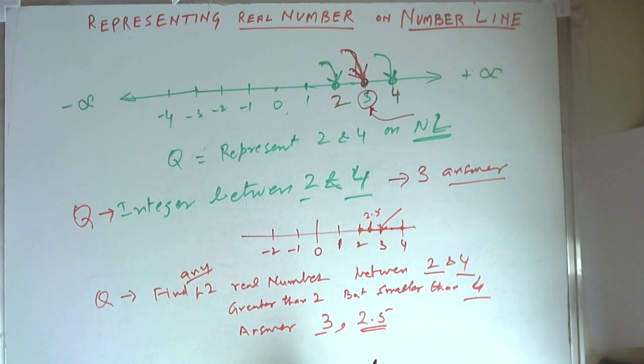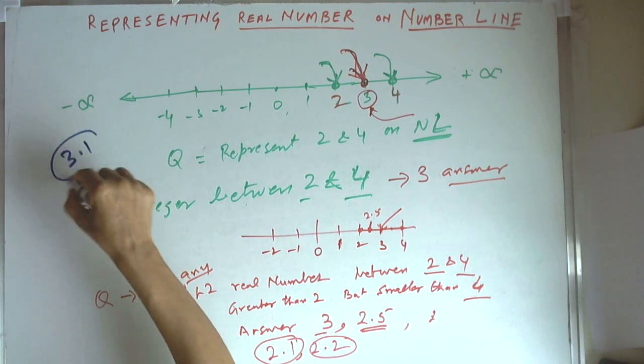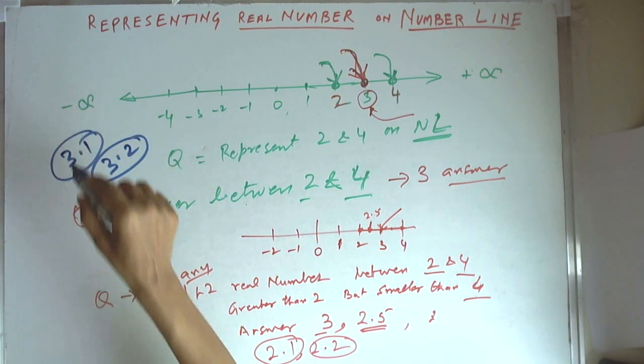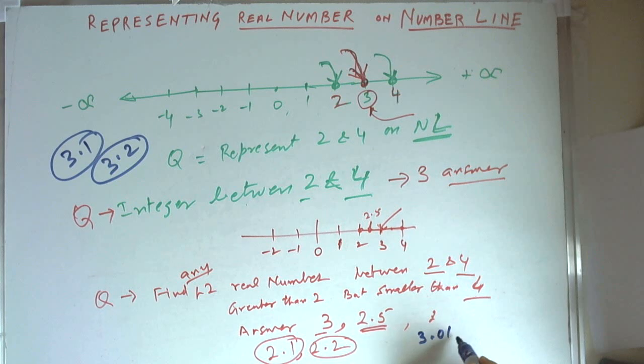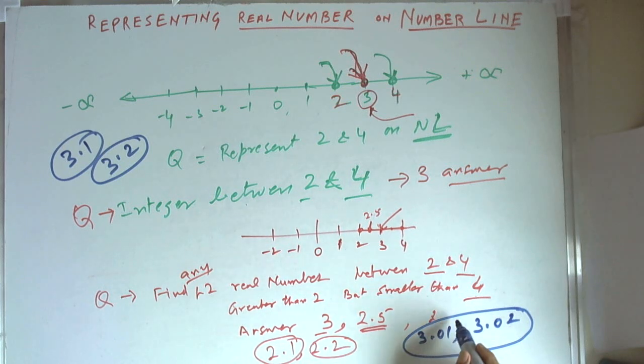As you know, between any 2 points there are an infinite number of real numbers. Therefore such questions will have multiple answers. It means there can be more than one correct answer. So 3 and 2.5 could be there, or I can say 2.1 and 2.2. This is also correct. I can even say 3.1 and 3.2, because 3.1 and 3.2 are also between 2 and 4. I can also say 3.01 and 3.02. So there can be many correct answers to such a question.